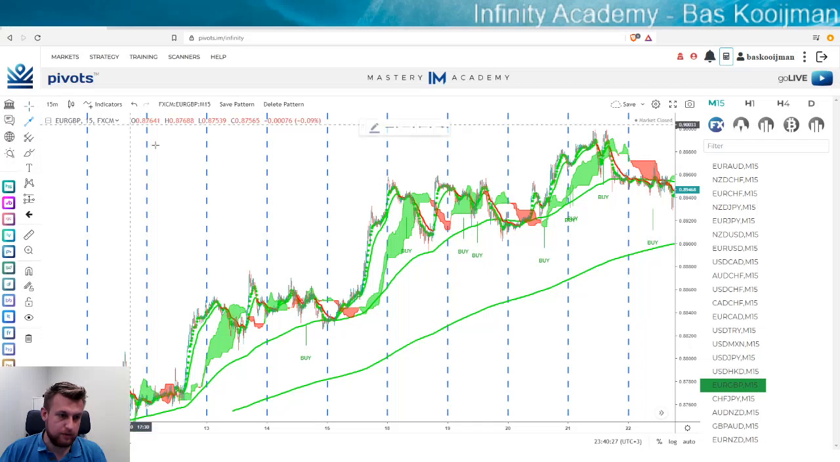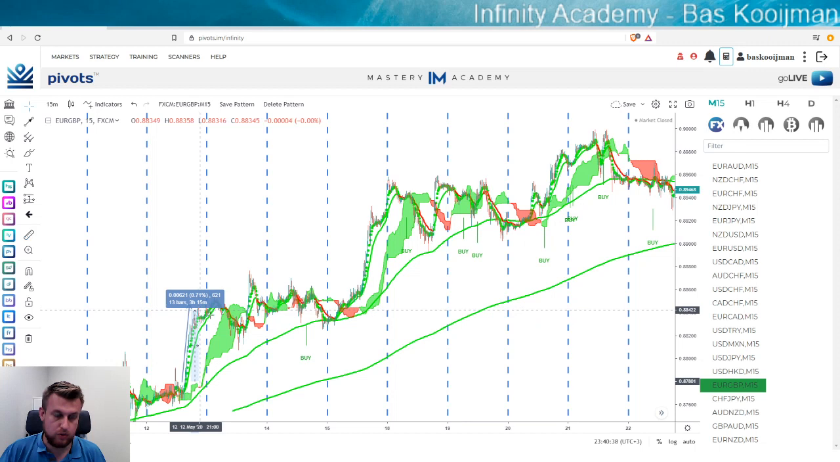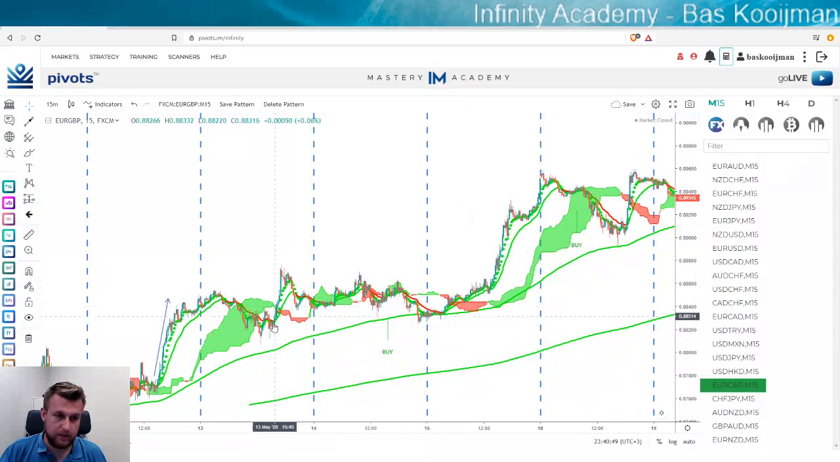The first entry we see here is when it's green and the price spikes out of the cloud. In one day we are able to make a very serious move of 60 pips. The next day the market starts with a pullback, and after that green comes out of the cloud, and it spikes out of the cloud pretty quickly.